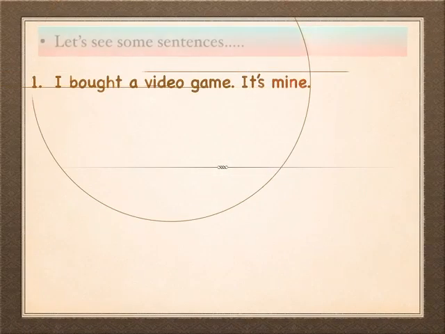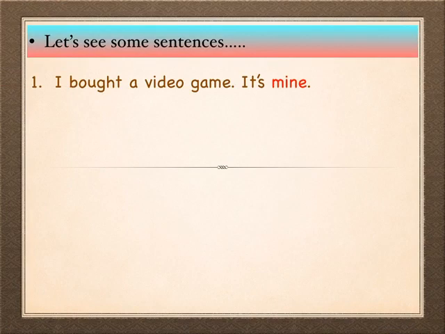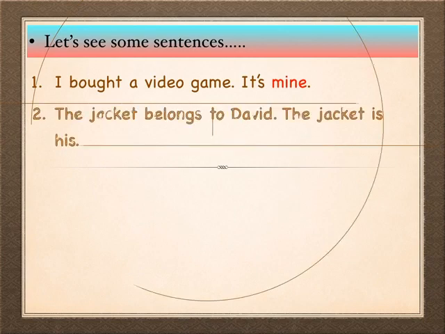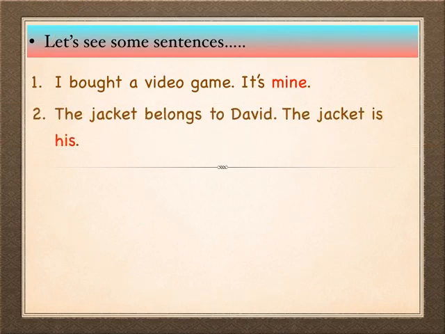So let's study some more sentences. I bought a video game. It's mine. So here the pronoun mine shows the possession of the video game which belongs to me. The second one: the jacket belongs to David. The jacket is his. So the pronoun his shows the possession of the jacket which belongs to David, who is a third person masculine gender.